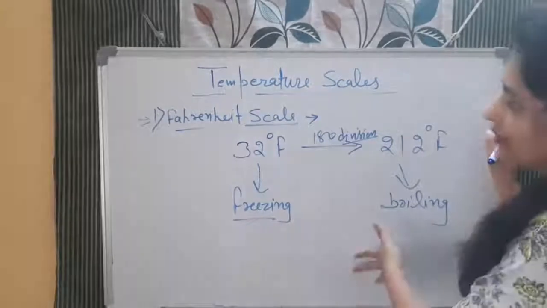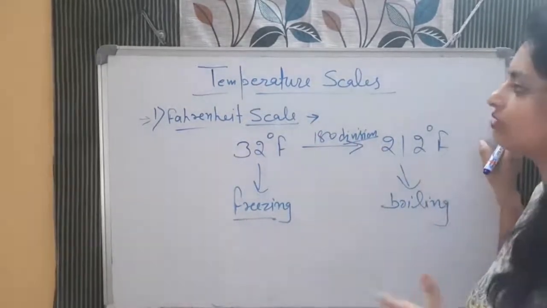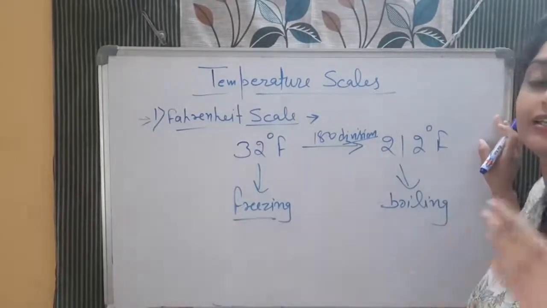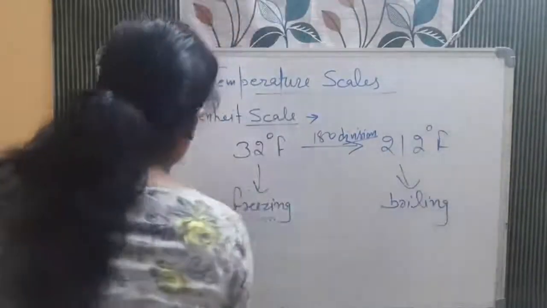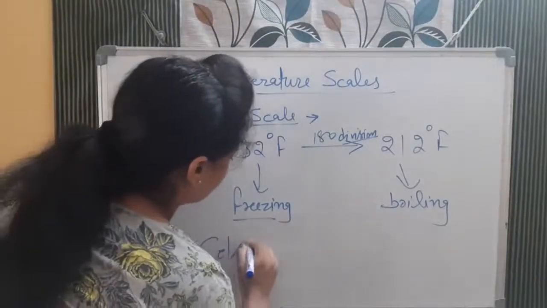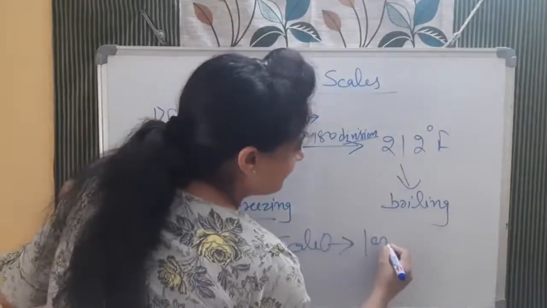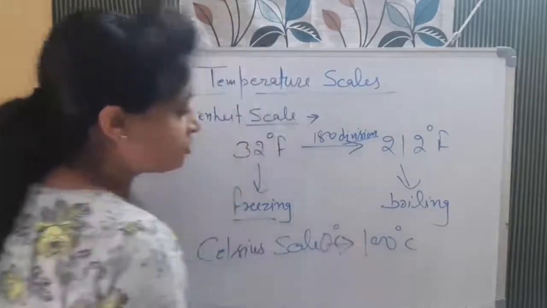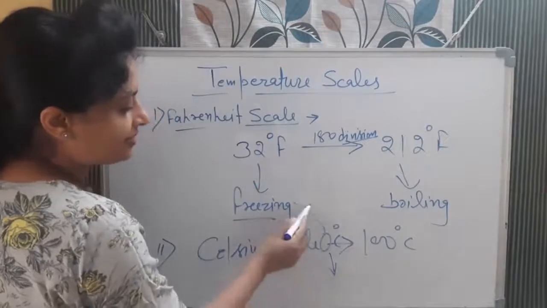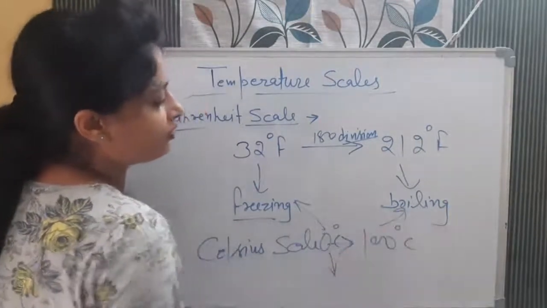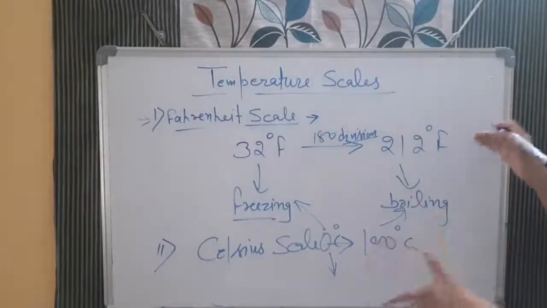Mostly used there, but one more scale is very famous and can be used all over the world. That is the Celsius scale, also known as the centigrade scale. This scale is from 0 to 100 degrees Celsius. So we can compare. In this scale, this is the freezing point, and this is the boiling point of the water. And how many divisions are there? 100 divisions. So these are the two kinds of scale.